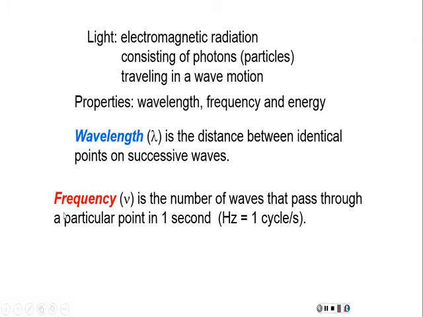Frequency is represented by the Greek letter nu, looks like a little v here, and it's the number of waves that pass a particular point every second. The unit for frequency is called a hertz, and a hertz is equal to one cycle or one wave per second. Now you might wonder, what about the unit for wavelength? Well, since it's a distance unit, we can use any distance unit that we had previously. We're going to see two of them: meters and nanometers.